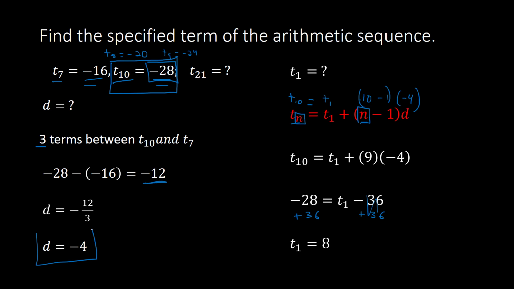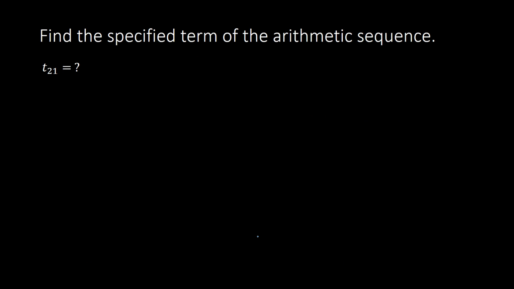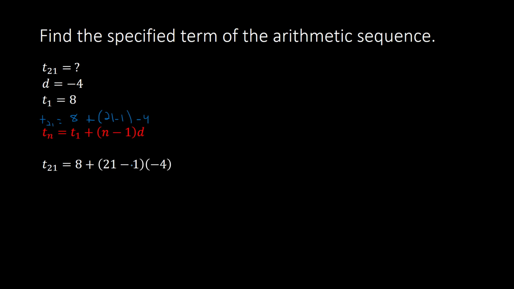So now I know the common difference is negative 4. I know t1 is 8, so I can plug that in to find t21. So using the same formula, I repeat and plug in now an 8 for t1, plug in a negative 4 for d, and then 21 is what we're trying to find. So t21 is going to have n be 21. So we have 8 plus 21 minus 1 times negative 4.